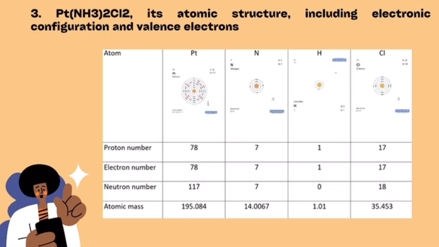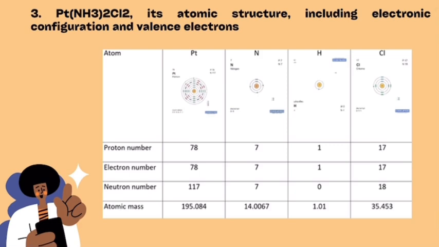In part 3, for diammine dichlorido platinum(II), we look at its atomic structure, including electronic configuration and valence electrons. The atoms present in this compound are platinum, nitrogen, hydrogen and chlorine. Let's go into details about platinum first. The proton number of platinum is 78, electron number 78, neutron number 117. Its atomic mass is 195.084.